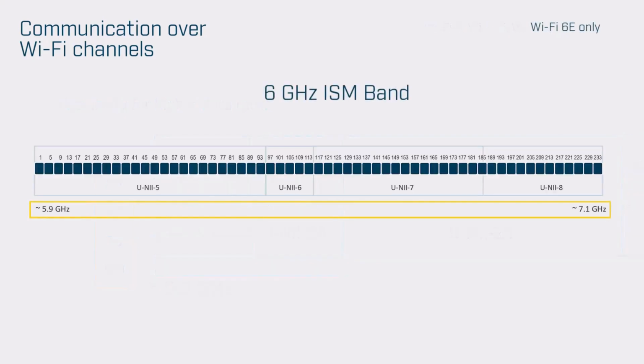The 6 GHz frequency band spans from 5.9 to 7.1 GHz and provides even more non-overlapping channels. This allows for wider channels for high data transfer. However, it's important to note that availability worldwide is currently limited.